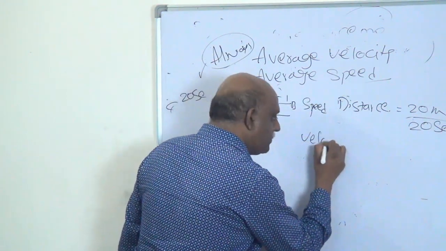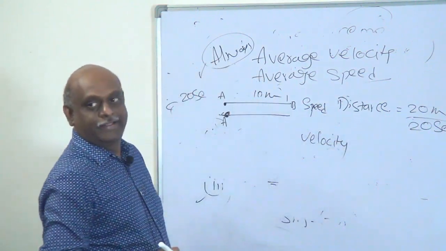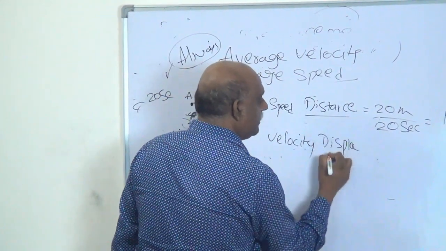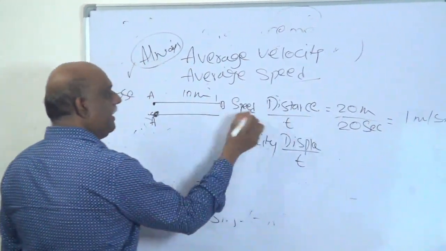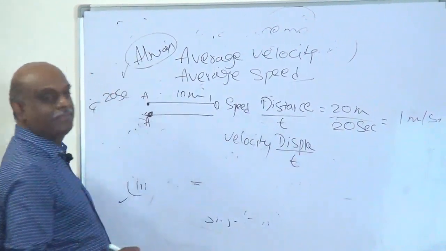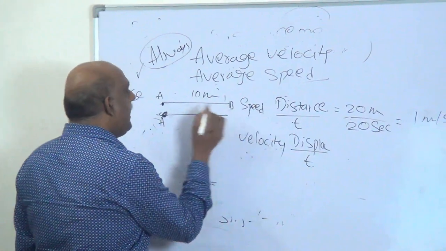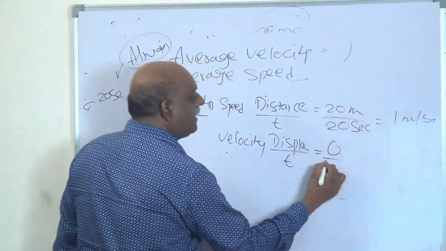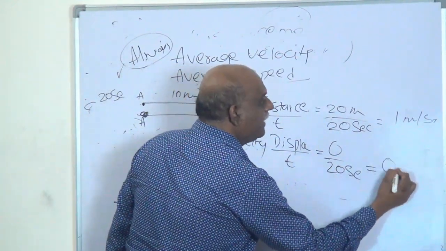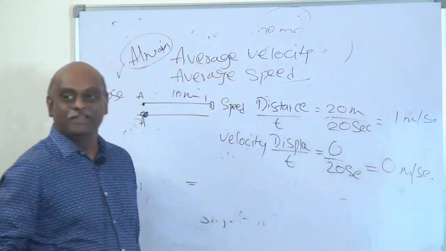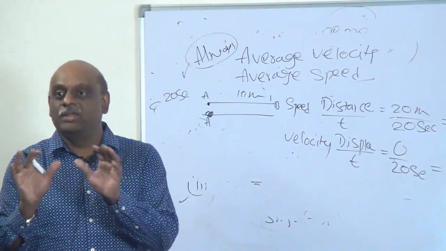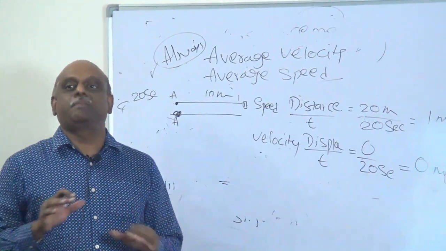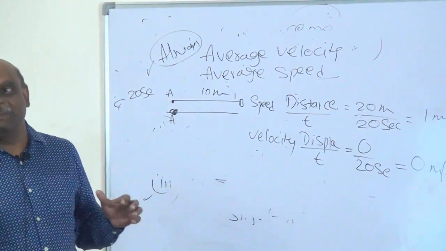Now, if you look at the velocity, in this case, what is the displacement? Displacement by time, distance by time. Speed is distance by time, velocity is displacement by time. In this case, I started at A aur fir aa gaya main A ke paas. Isliye mera displacement hai 0 divided by 20 seconds. So that is the reason it is 0 meters per second. So that is the reason the magnitude of the average velocity is not always equal to the average speed, is what you have to basically remember.